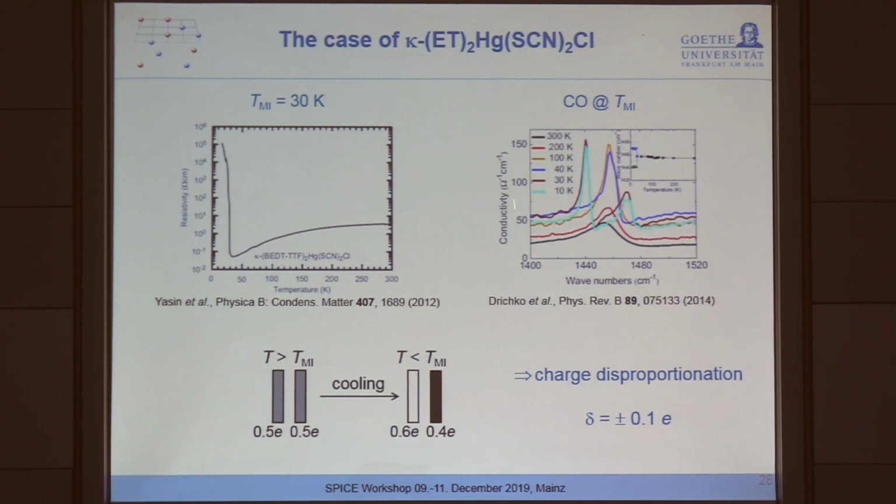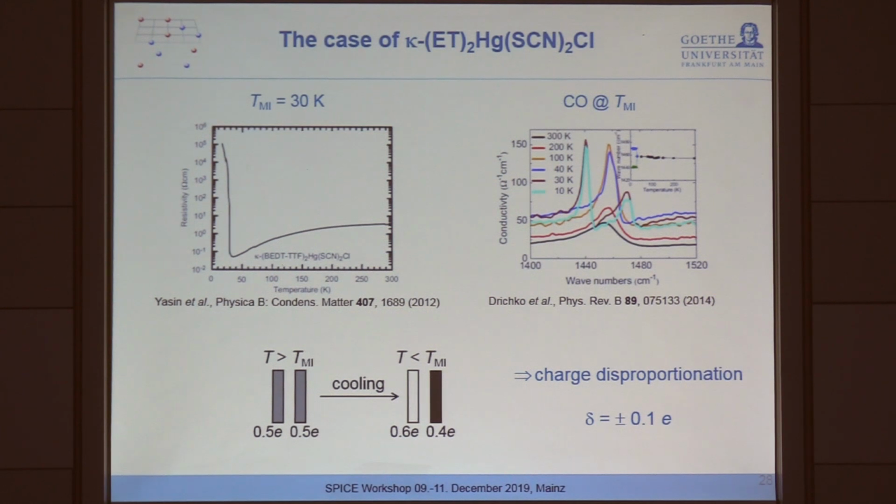And now if you look at the optical conductivities, this is Natalia Drichko's work here, what they found is, at high temperature, a single mode in the optical conductivity, indicating that there's only one species of charged ET molecule. But then if you cool below this 30 Kelvin transition, it splits up into two peaks. So you have two different species, and from the splitting of this peak, they can really quantify the degree of charge disproportionation. And they found it is plus-minus 10% of an elementary charge. So here we have apparently a charge order, a kappa-phase, two-dimensional ET2X system, which shows a charge order transition.